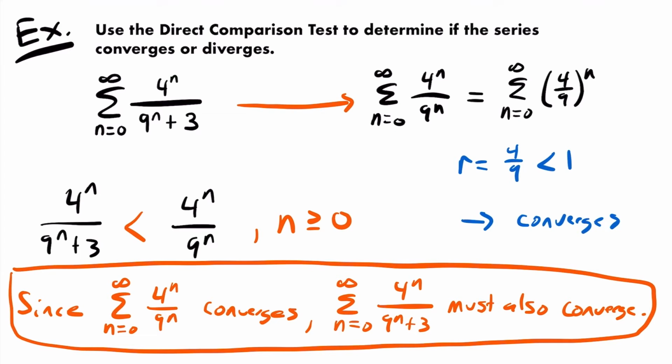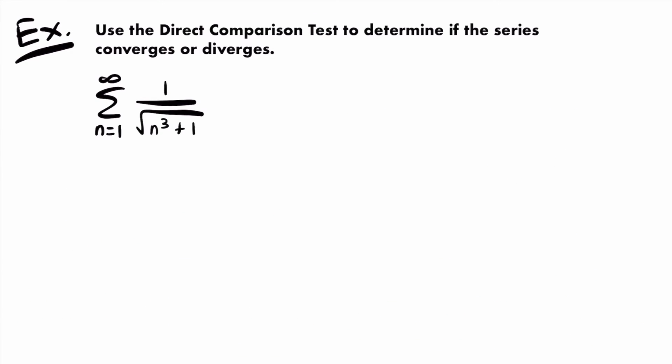We found a series to compare to our original series that is bigger and converges, and so our original series must also converge. All right, so here's our next example. We have this series, the sum from n equals 1 to infinity of 1 divided by the square root of n cubed plus 1. And once again, we want to use the direct comparison test to determine if this series converges or diverges.